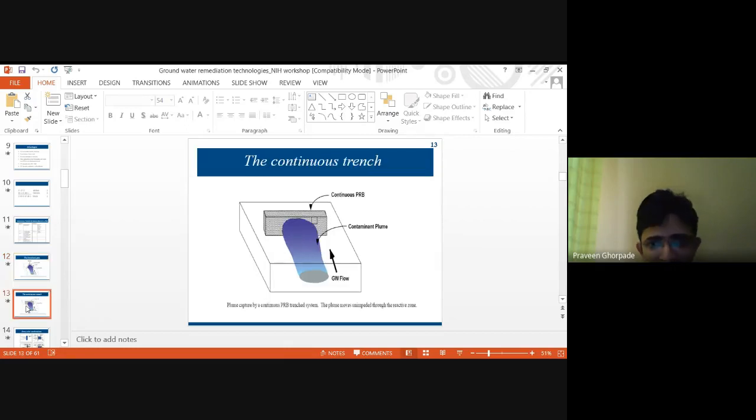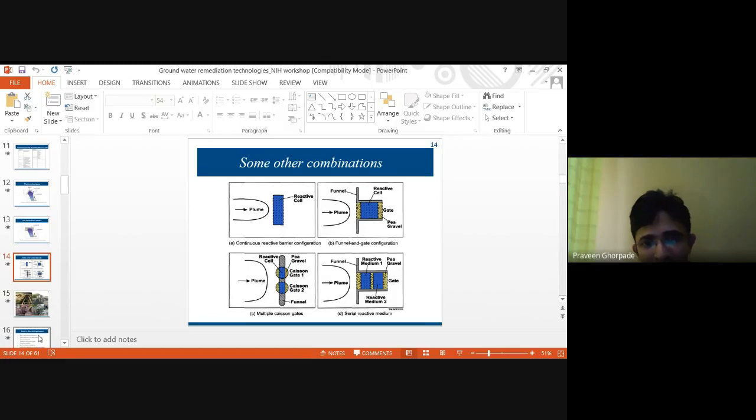You can see the continuous trench method, where they put a trench and make a PRB in that and allow groundwater to flow through it. So this is another method by which it is done. You can see some of the combinations are there. You can see the reactive plume is there, and this is a reactive cell. So this is how the funnel and gate and other combinations work. Basically, these combinations are made in such a way that water will flow through those PRBs.